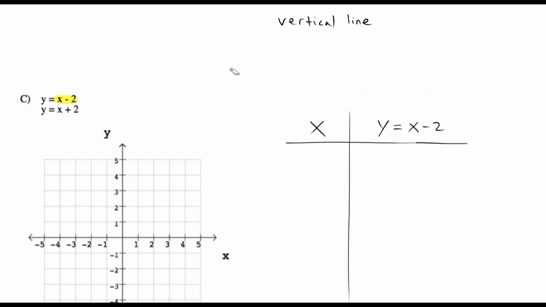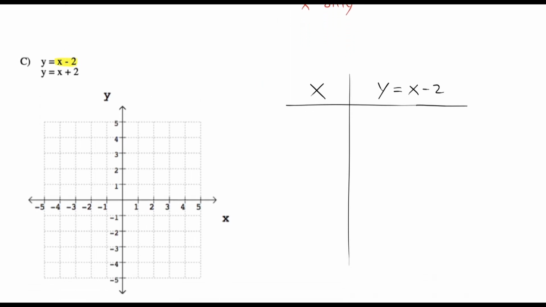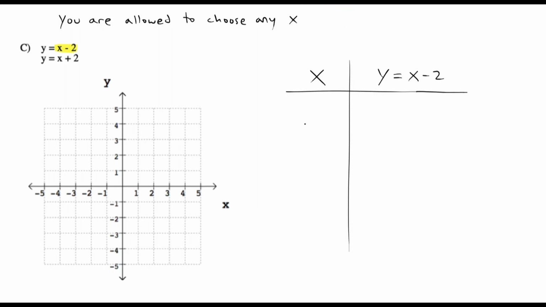We don't have x only. We have both x and y. And when you have that, you can pick any x to study. Okay, so I'll just come up with some simple ones like -2, -1, 0, 1, and 2.